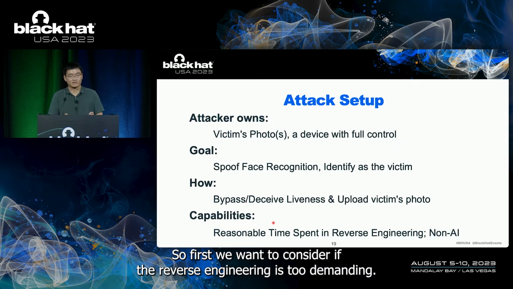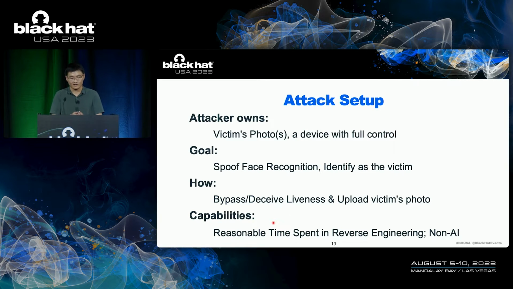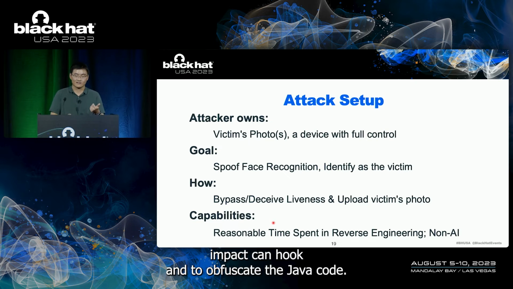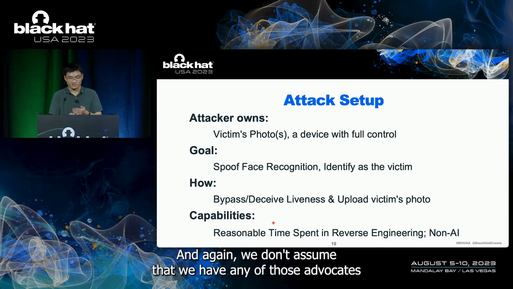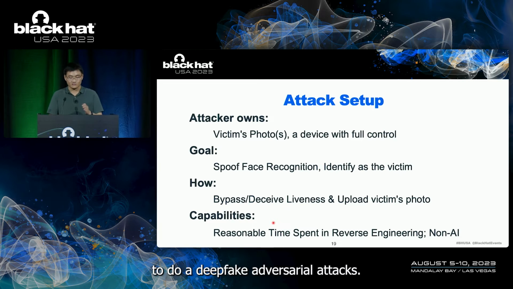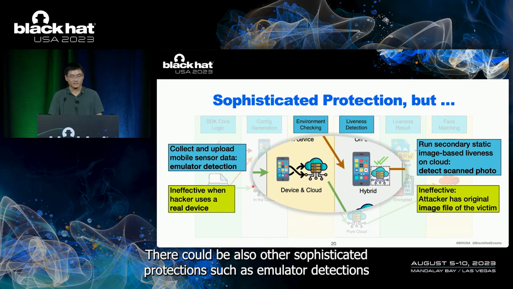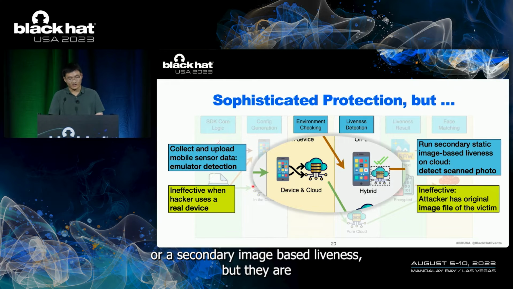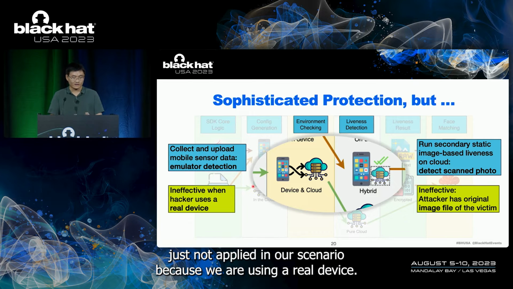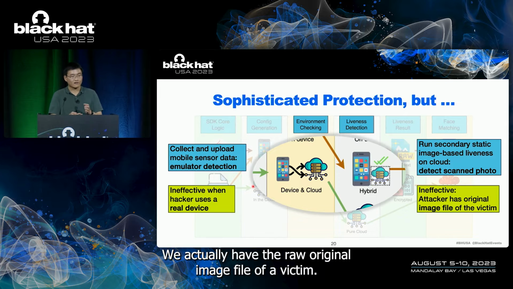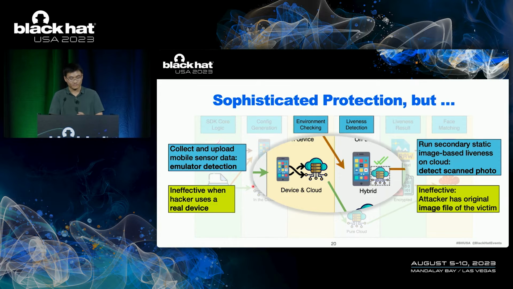So first, we won't consider it if the reverse engineering is too demanding. We usually assume that the attacker can unpack, can hook, and can deobfuscate the Java code. And again, we don't assume that we have any of those AI toolkits to do deepfake or adversarial attacks. There could also be other sophisticated protections, such as emulator detection or a secondary image-based liveness, but they do not apply in our scenario because we are using a real device and we actually have the raw original image file of the victim.